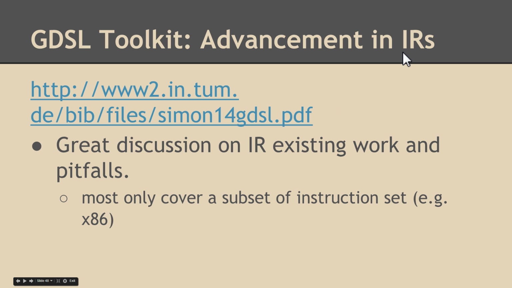As for intermediate representation, there is the Generic Decoder Semantic Language, I forget, Toolkit, the GDSL Toolkit. It seems to offer an improved way of doing this and offers a great discussion on existing intermediate representation work and the pitfalls, and how most can only cover a subset of an instruction set, such as x86. A lot of the work out there is duplication of efforts, and this seems to kind of coalesce all the findings in this field of work into a more cogent vision of what should be done.